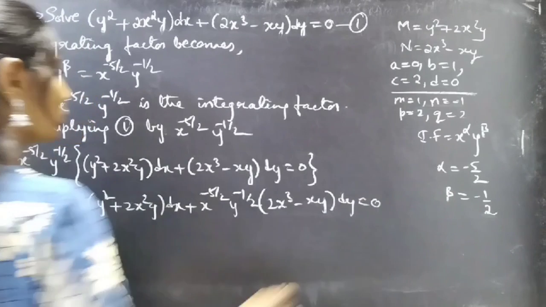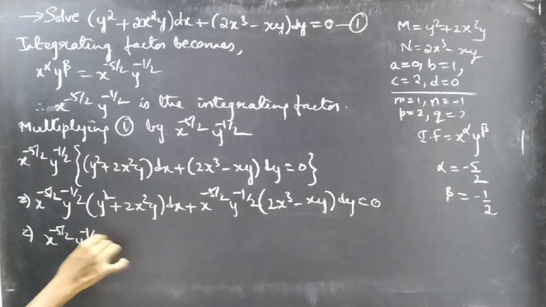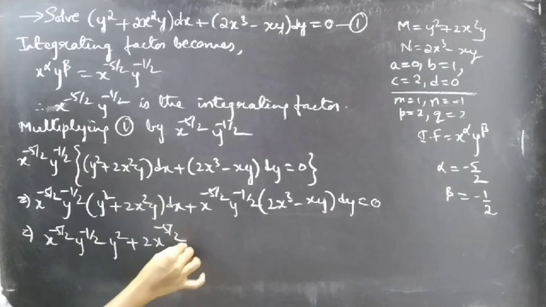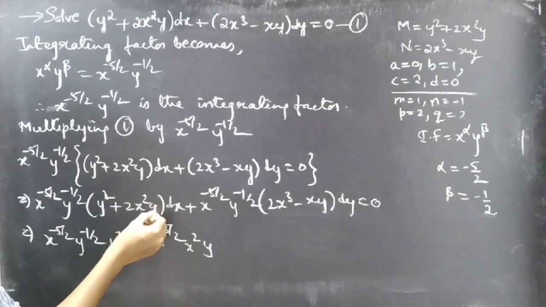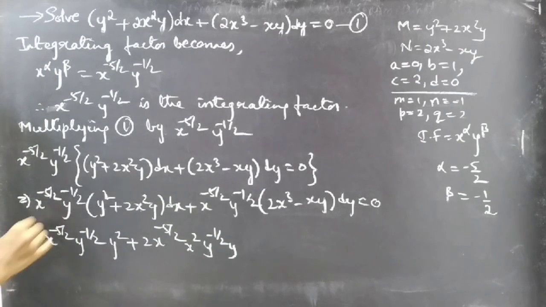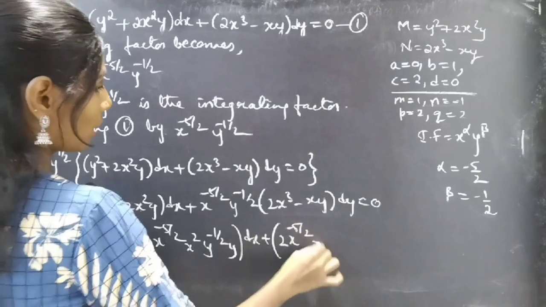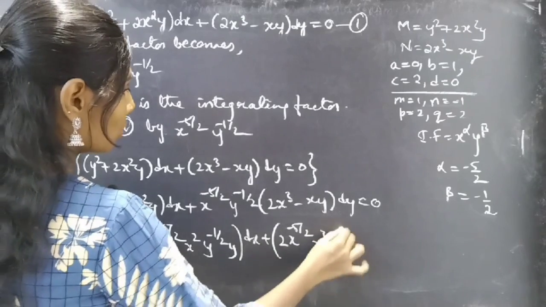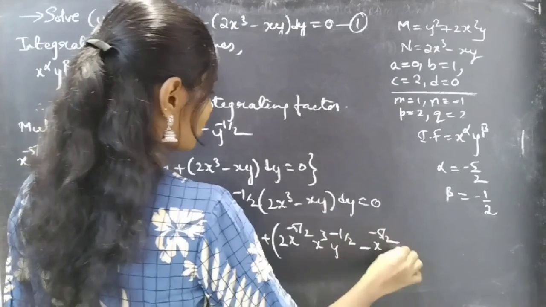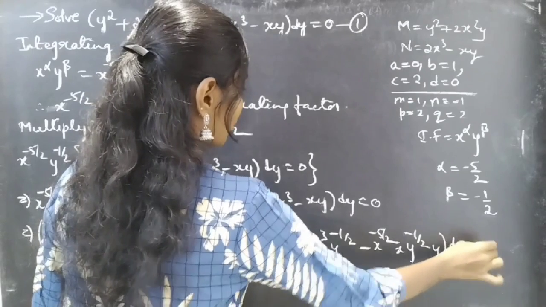Or we can write this as x^(−5/2) y^(−1/2) y² + 2 x^(−5/2) x² y^(−1/2) y into dx plus 2 x^(−5/2) x³ y^(−1/2) − x^(−5/2) x y^(−1/2) y into dy equal to 0.